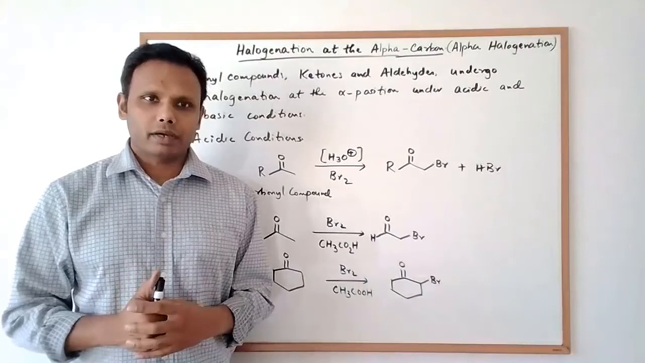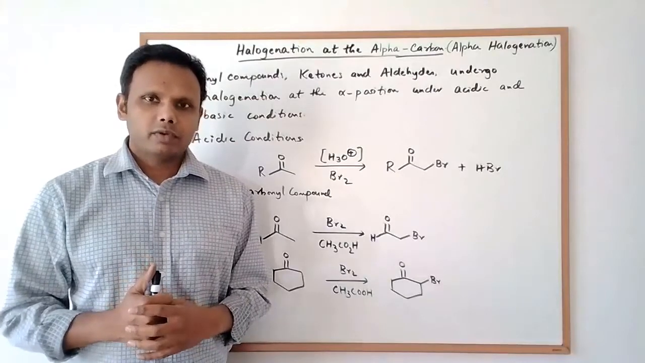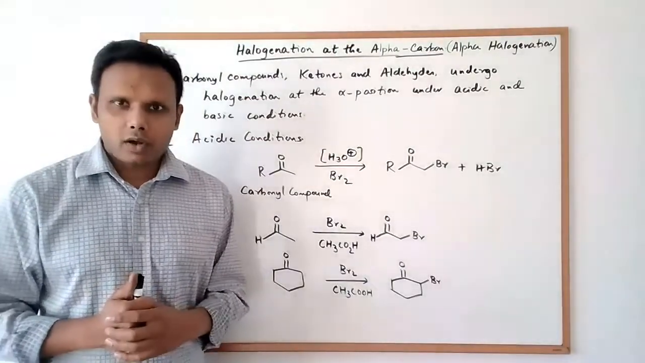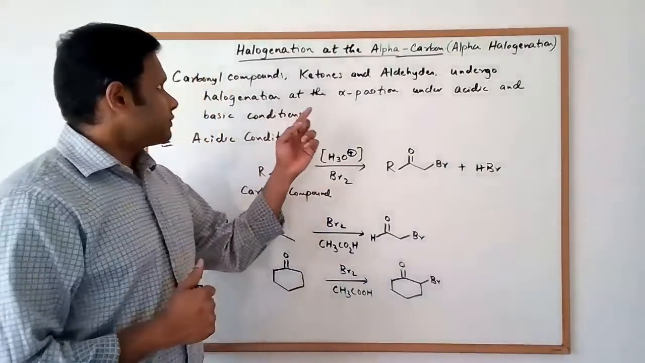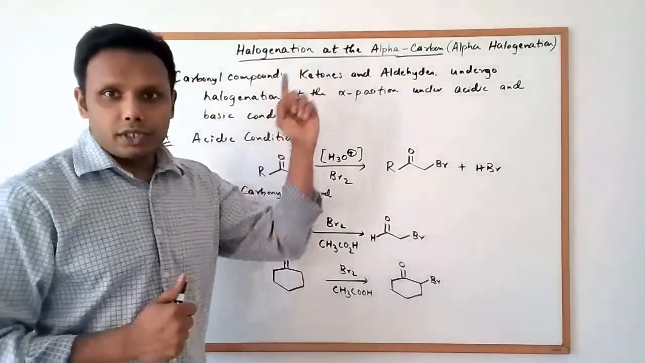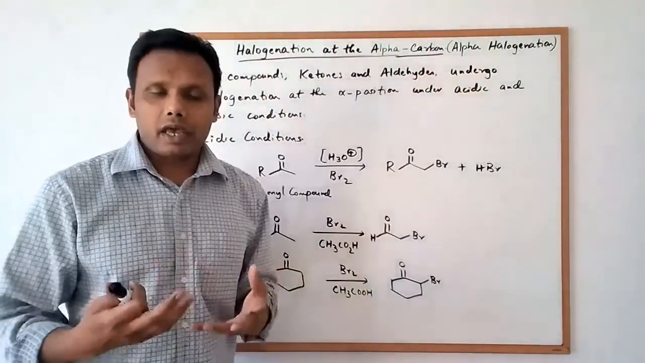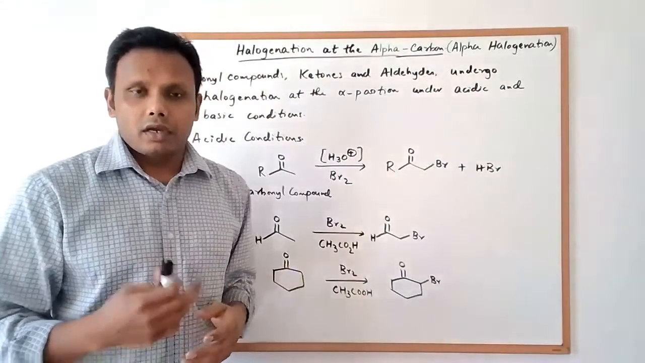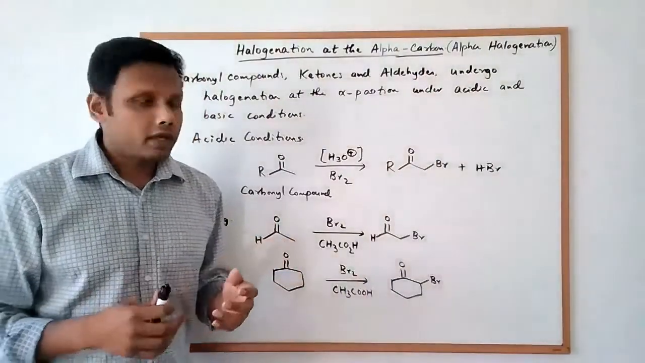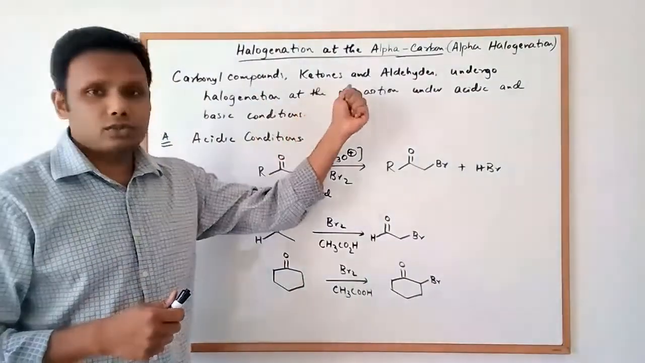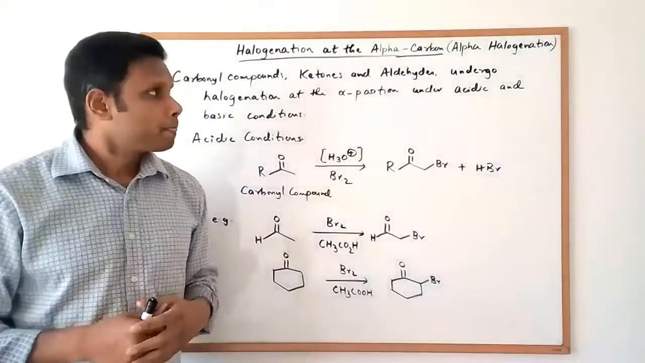Hello everyone, welcome back. In this particular video, we're going to start talking about reactions that happen at the alpha carbon. Specifically, we're going to talk about a halogenation at the alpha carbon. This reaction is also called just an alpha-halogenation. And this reaction we're going to look at for carbonyl compounds. So this would include ketones and aldehydes.